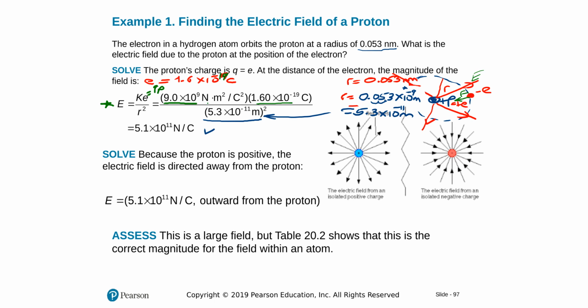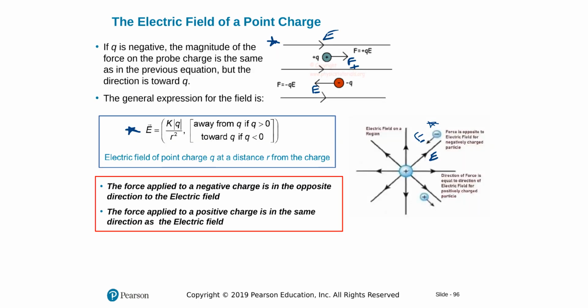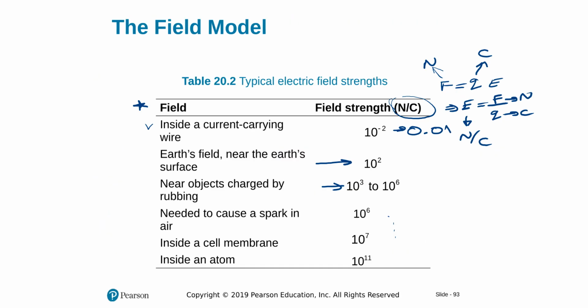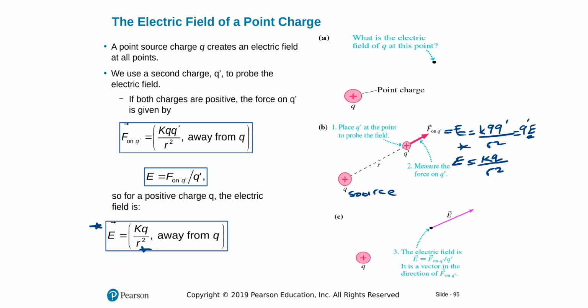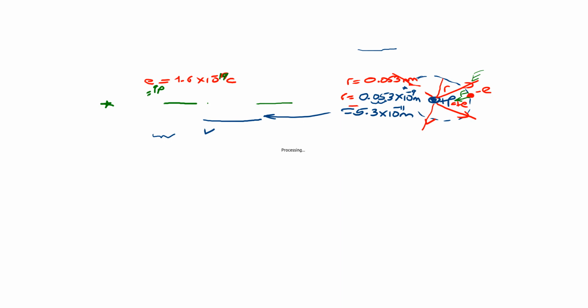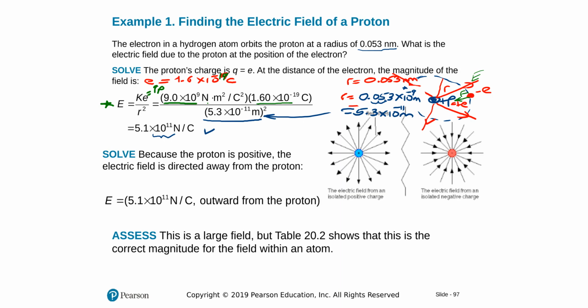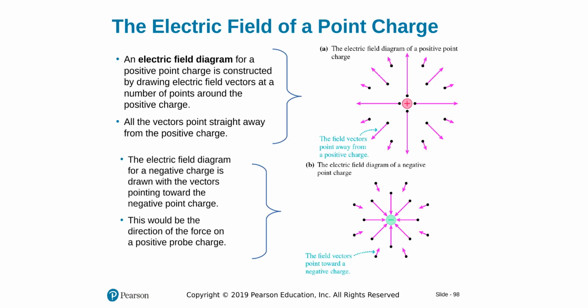Now, does this value make sense? 10 to 11 was the range of electric field inside atoms. If we go back to our table here, that will help us understand that what we found makes sense. If I would find 10 to minus 11, perhaps I made a mistake. Always do check the tables. They're often given in your book to see if your answer makes sense.